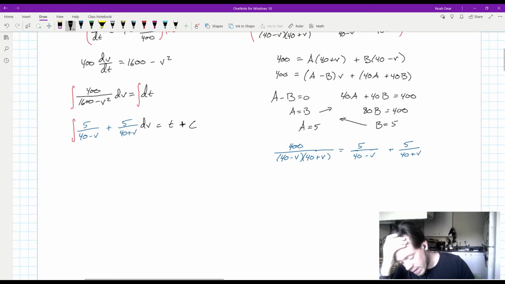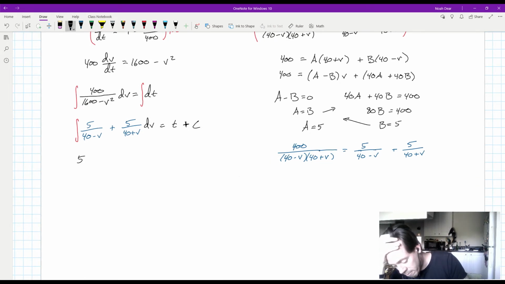When I take the antiderivative of the left side, we have 5, and I'm going to factor that 5 out of the whole thing. So we'll have negative natural log of 40 minus v plus the natural log of 40 plus v equals t plus constant.